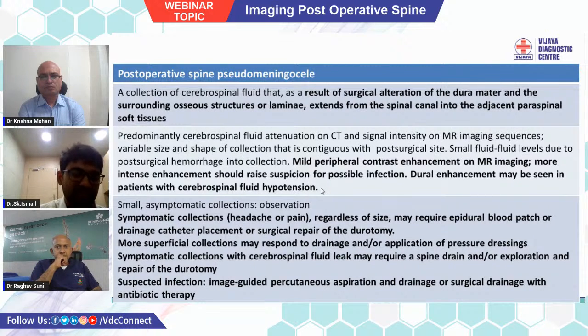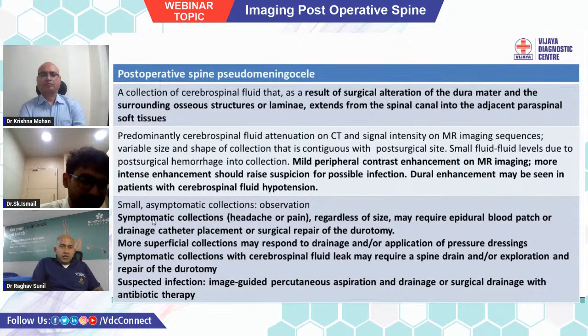So most of the time, the imaging finding is similar to that of fluid signal, and if there is some associated hemorrhage, there could be a debris fluid level and some heterogeneous signal, and usually it shows peripheral enhancement. And if there is a suspicion of secondary infection, there is thick ring-like peripheral enhancement, and also if there is associated CSF hypotension due to CSF leak, then we will see smooth dural enhancement on postoperative MR.